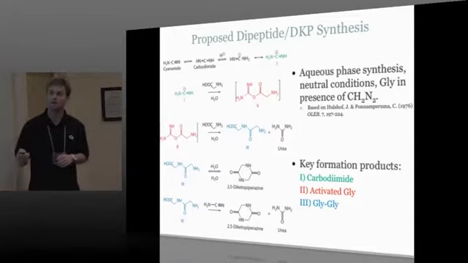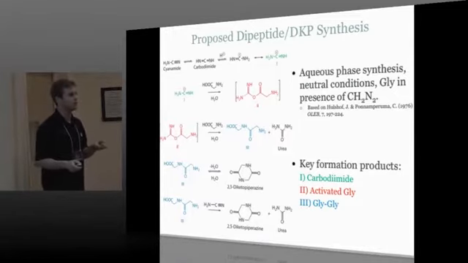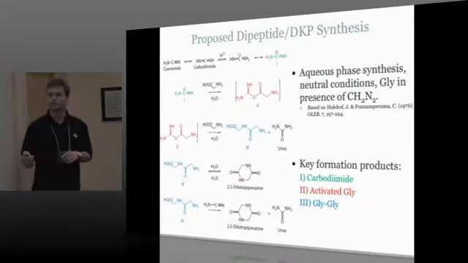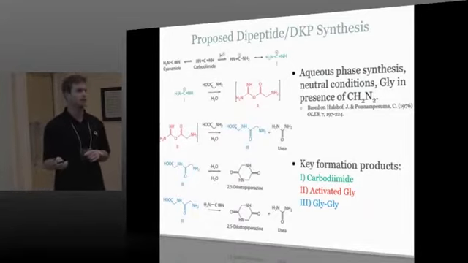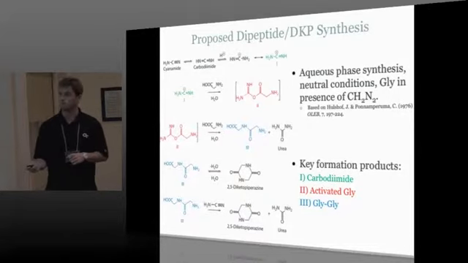Your dipeptide can then form your DKP through two different means, one of which would be a dehydration reaction, the other one of which would be direct reaction with cyanamide itself to yield your DKP.